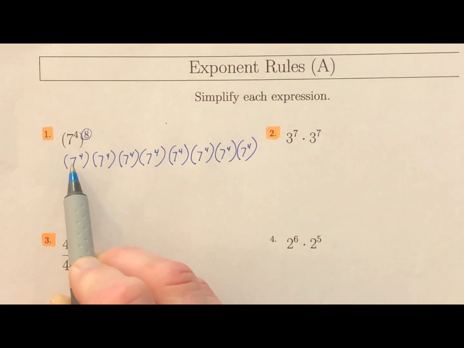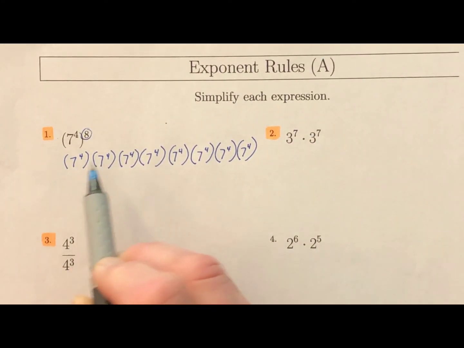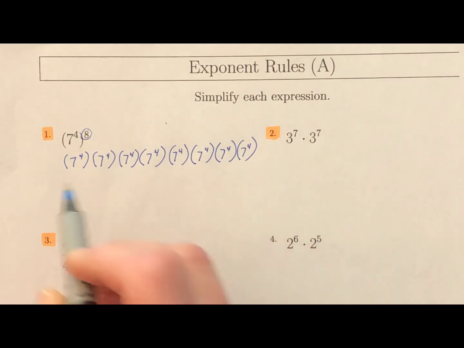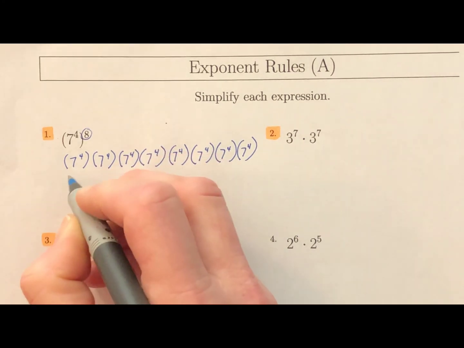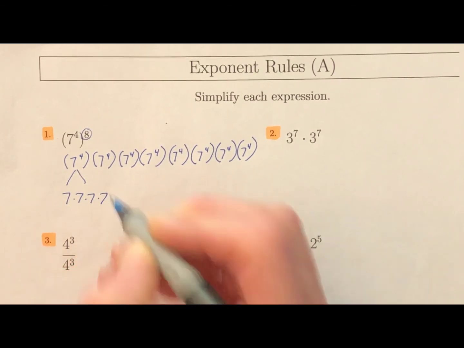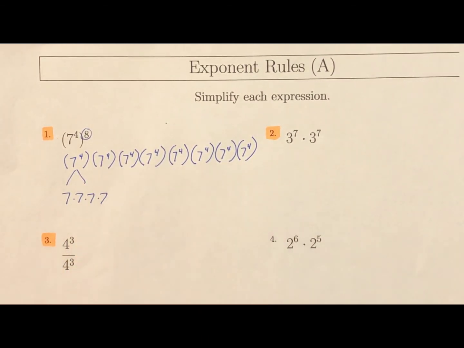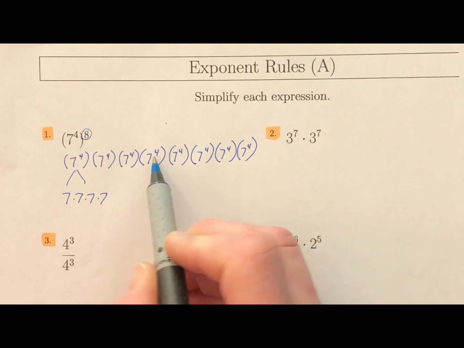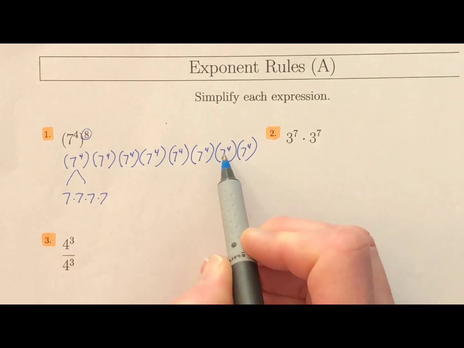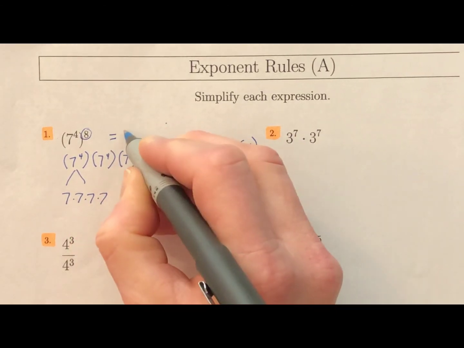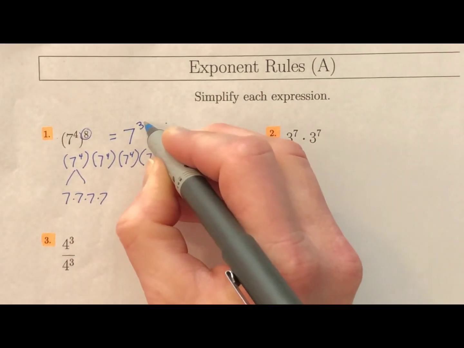So I have 7 times 7 times 7 times 7. 1, 2, 3, 4, 5, 6, 7, 8 times. Now I could then write out each of these, which, you know, this means 7 times 7 times 7 times 7. I could do that for all of these, but I can think of an easier way to do that too. So I've got 4, 8, 12, 16, 20, 24, 28, 32. So my final answer is 7 to the 32nd power.